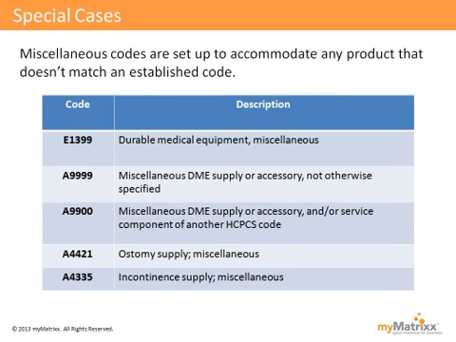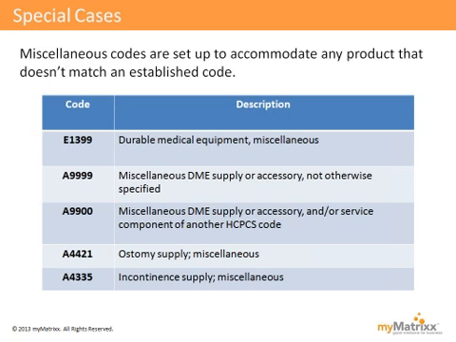So here are some of the challenges with coding. You have special cases. Everyone's favorite code, I'm sure, is the lovely E1399. It's a durable medical equipment miscellaneous code. That code has a purpose in the marketplace, but many times that code is abused. And when I say it's abused, providers have a tendency to apply that code to a product because they don't feel there's a fair level of reimbursement.